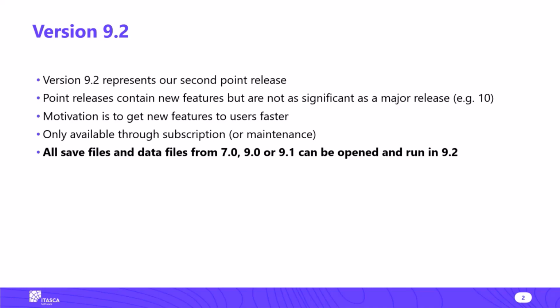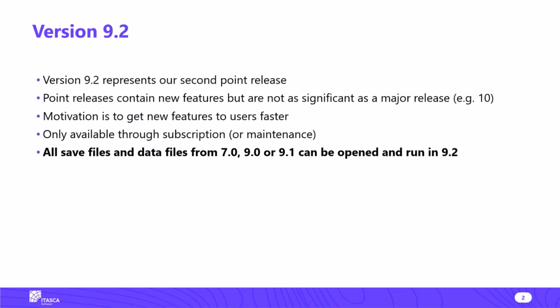So rather than having to wait around for 3 years for a major release with a whole lot of things in it, the point here is to push out smaller releases with maybe less things in it, but do it faster. So you can get these new features faster and start using them rather than having to wait for the next major release. A couple of notes. These point releases are only available through subscription or a maintenance plan. And another important note is that these are basically the same as big releases. They just maybe have less stuff in them.